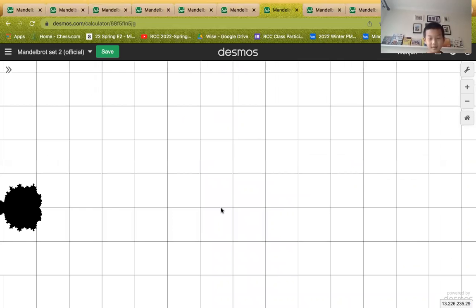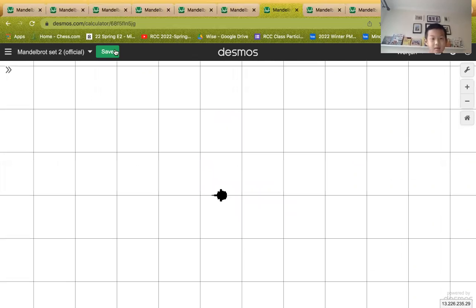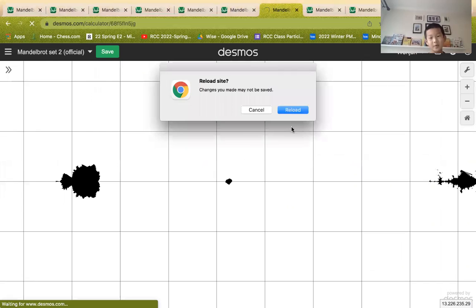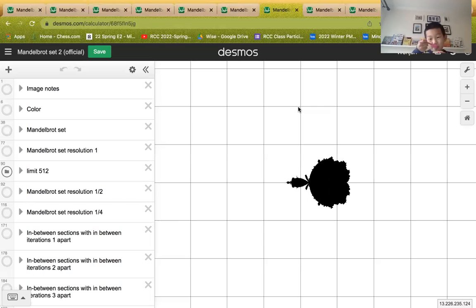Let's see this. There's another little Mandelbrot here. And by the way, when we do it by iterations, they actually form in different ways. The big bulb is different from the other. Looks nice.